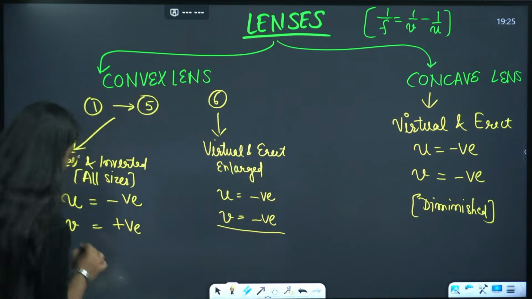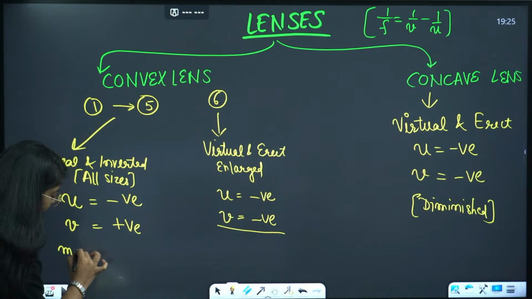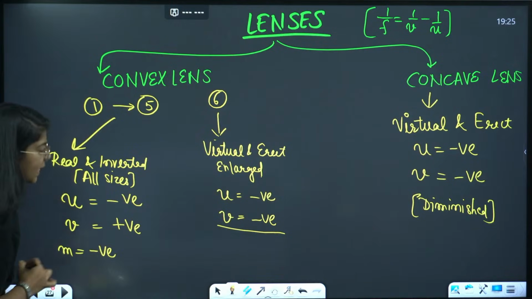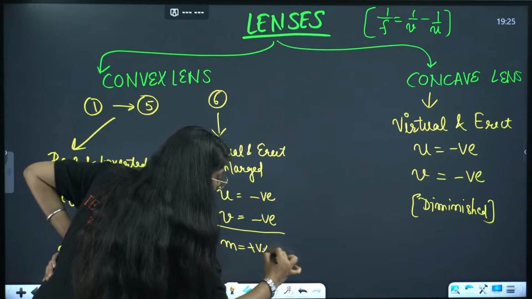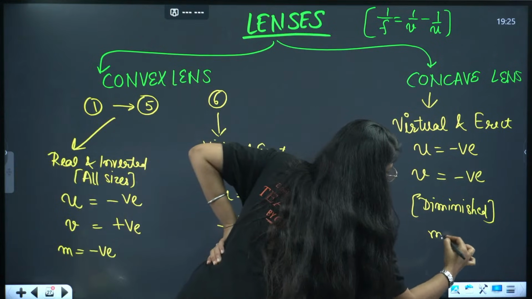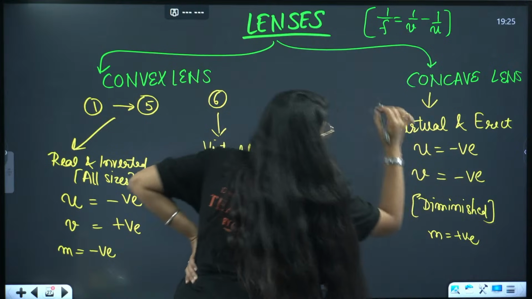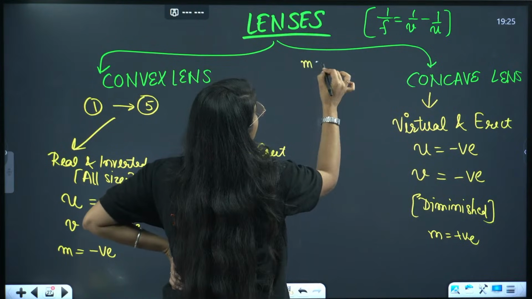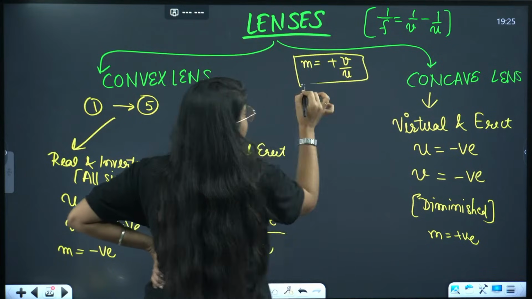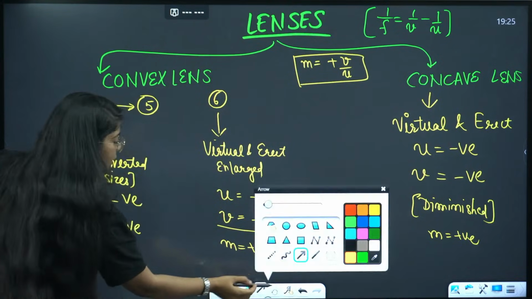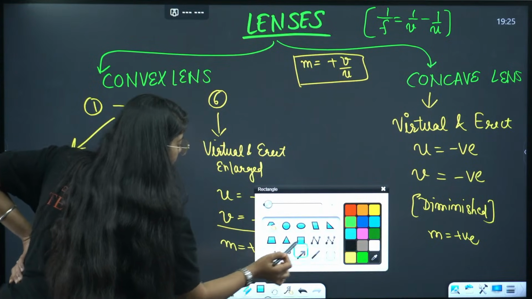Done. Now देखो, magnification in case of real and inverted will be negative. For virtual and erect, magnification will be positive. Now the formula for magnification is plus v by u in case of lenses. ठीक है? Done. Everything is done.